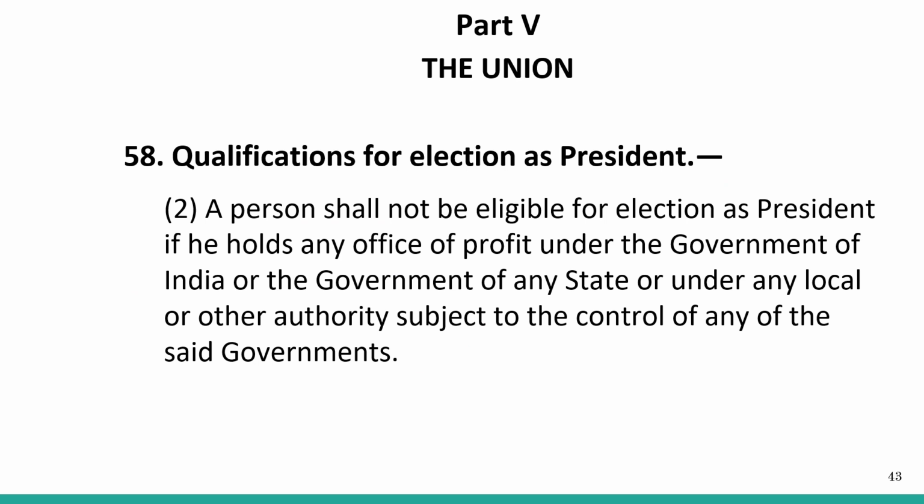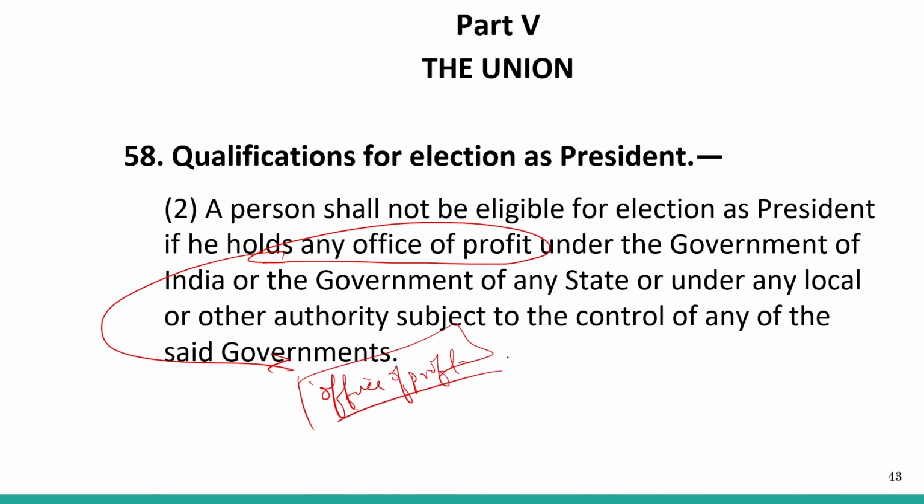Upper House. The second one is, a person shall not be eligible for the election as president if he holds any office of profit. Now, what is office of profit? Office of profit means that he is not a government employee and his salary is not being paid through the Consolidated Fund of India.